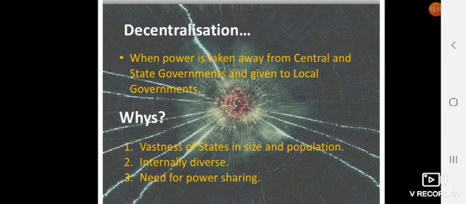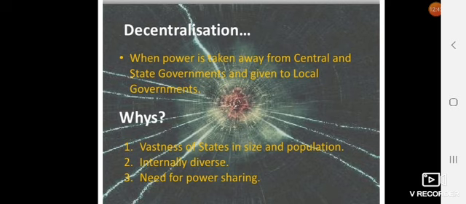Now, what are the reasons for decentralization? Why is decentralization of power important? So the first reason is the vastness of Indian states. Indian states are big in area as well as in population. That's why the decentralization of power is needed. The second one is that they are internally diverse. The states in India are internally diverse.